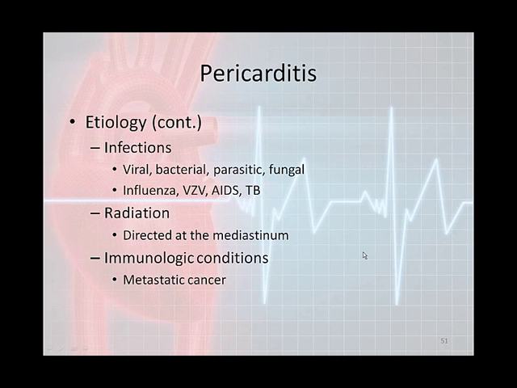Immunologic conditions, such as an example, metastatic cancer. Anytime they say that a cancer has metastasized, what that basically means is that it's now moving. So it could start in one place and actually travel to another area of the body. Of course, since there are blood vessels that attach to the pericardial sac, you could very easily have a cancer that started in one part of the body and then moved into the pericardial sac itself.